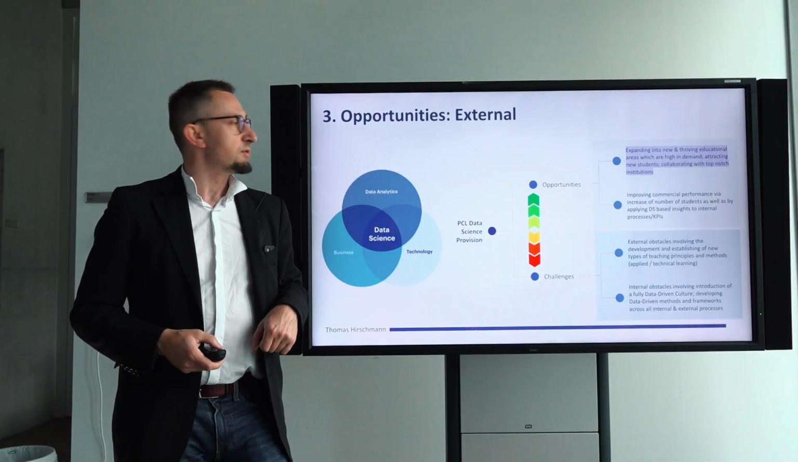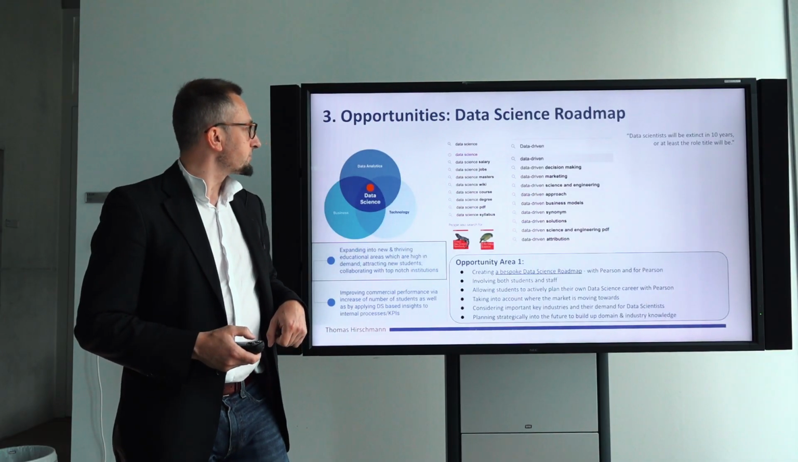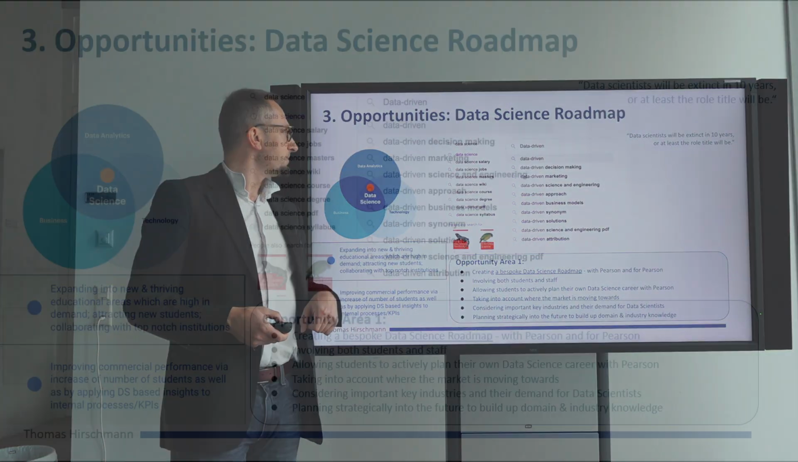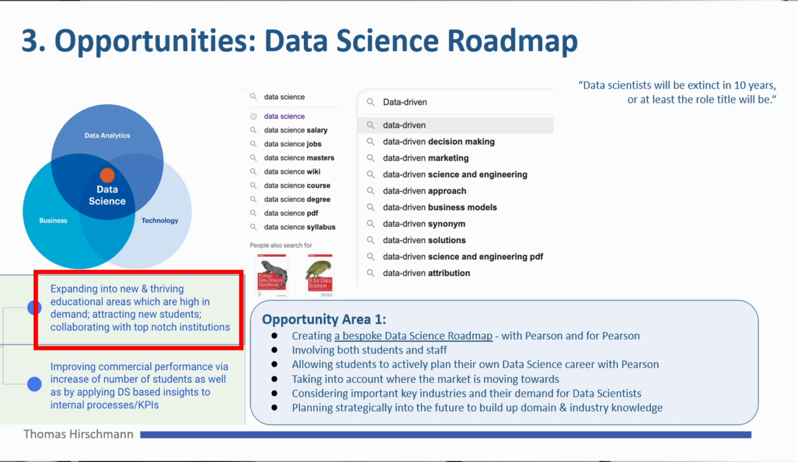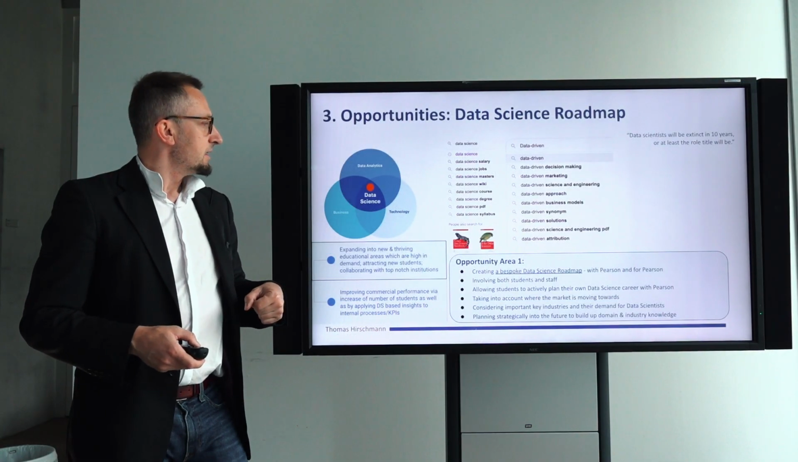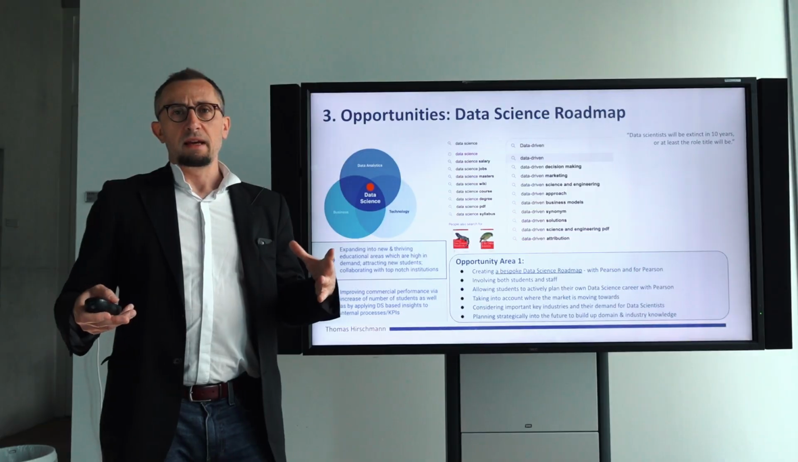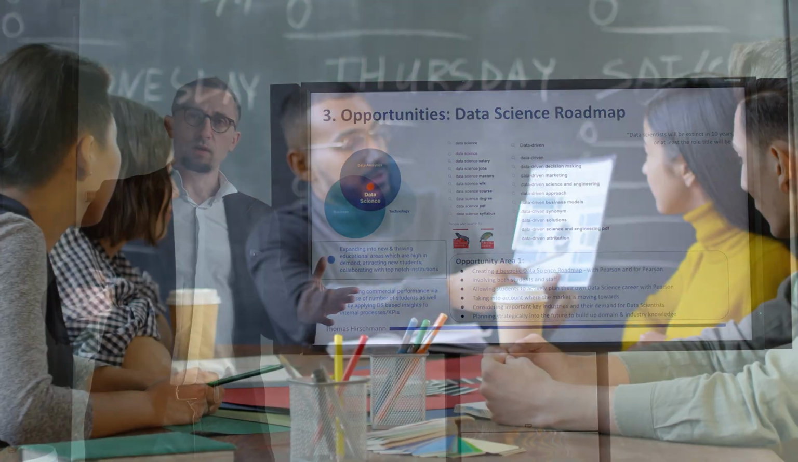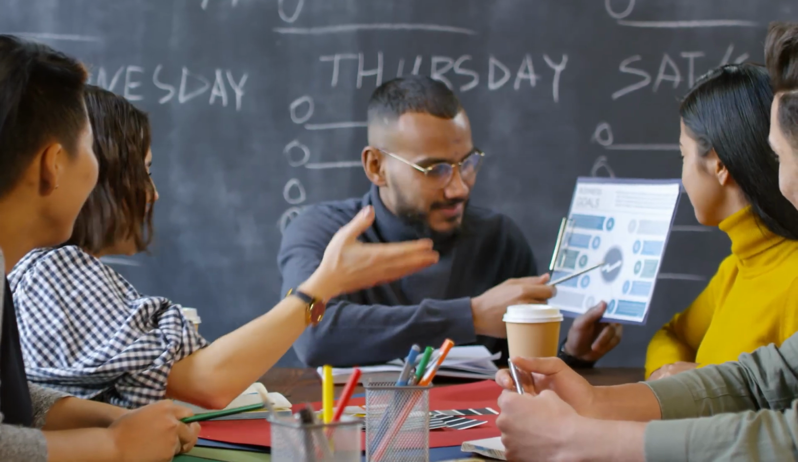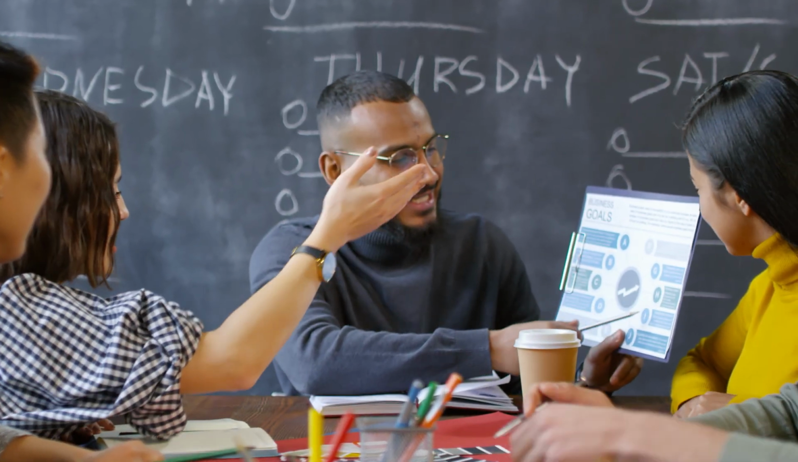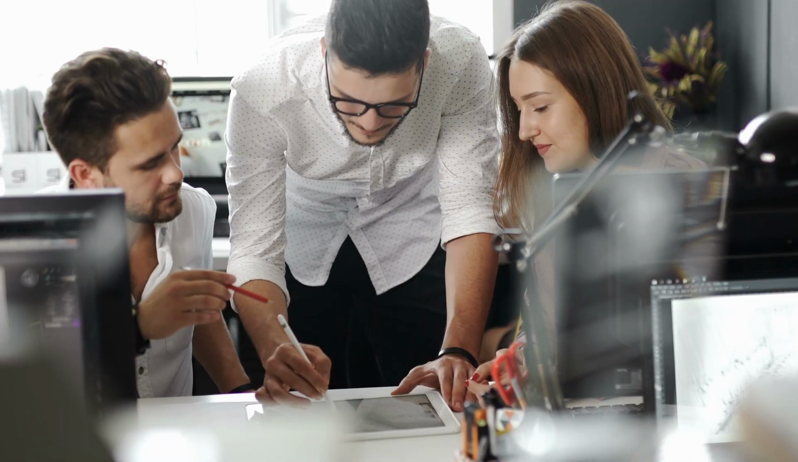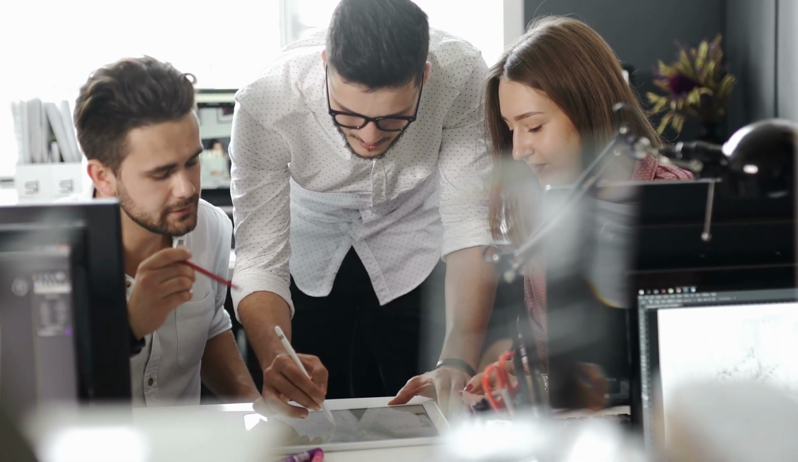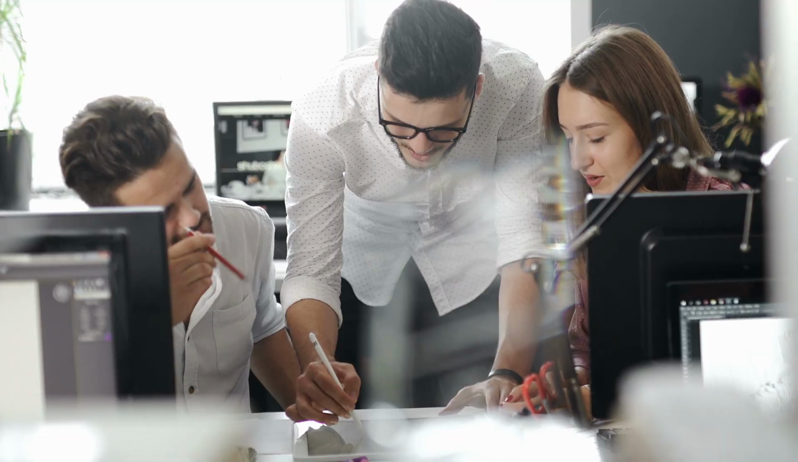Now, let's go into the opportunities first. Opportunity area one, I would see as expanding into new and thriving educational areas. Now, what do I mean by that? So in order to really make full use of data science, you have to have some sort of a roadmap. Where do you want to go to? What you want to develop? Data science is such a broad field that you can't do everything and anything. You need to have an understanding of the direction of travel that your organization will take in that regard.